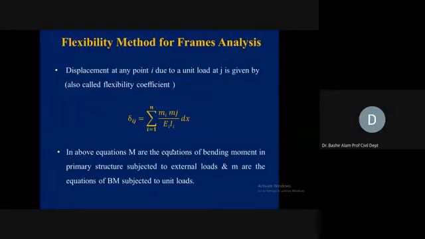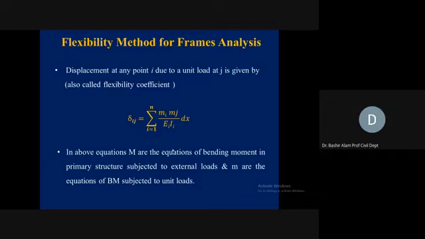Now displacement at any point i due to unit load at j is given by, also called the flexibility coefficients. If you find the flexibility coefficient, that will be mi and mj now. delta ij is equal to flexibility coefficient at i due to j. Now it will be equal to the integral of mi mj divided by EI. Now this is the application of the unit loads corresponding to the displacement, corresponding to the redundant actions now. So it will be the product of the small m's now, and m is coming from the application of the unit loads now, not the real loads.